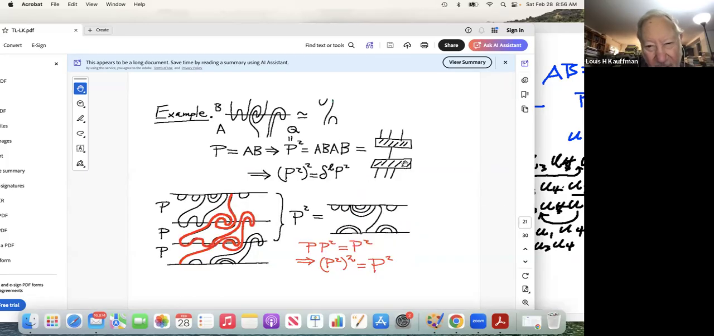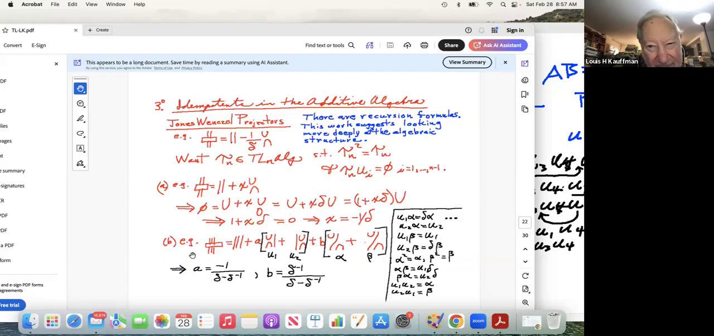Now, you can do other examples. I was making up a curious factorization here and then trying the powers of this P. And you will see that as you keep multiplying it, eventually you'll get certain lines that go from top to bottom that simplify. You end up getting to projectors or idempotents after a while.